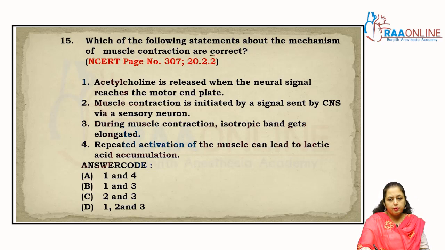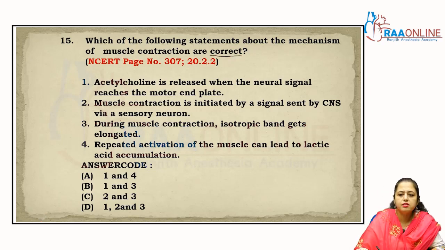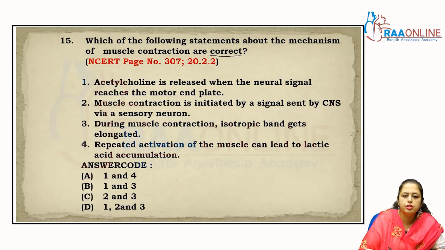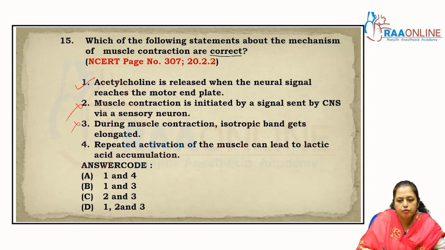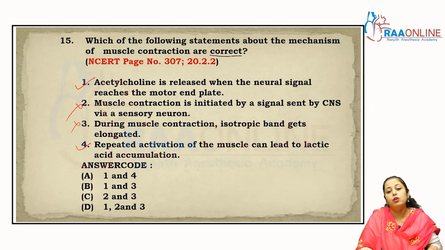Choose the correct statements regarding the muscle contraction theory. Acetylcholine is released when the neural signal reaches the motor end plate. Correct. Muscle contraction is initiated by the signal sent by the CNS via sensory neuron. Wrong. During muscle contraction, isotropic bands get elongated. Wrong. Repeated activation of muscle can lead to lactic acid accumulation. Exactly.